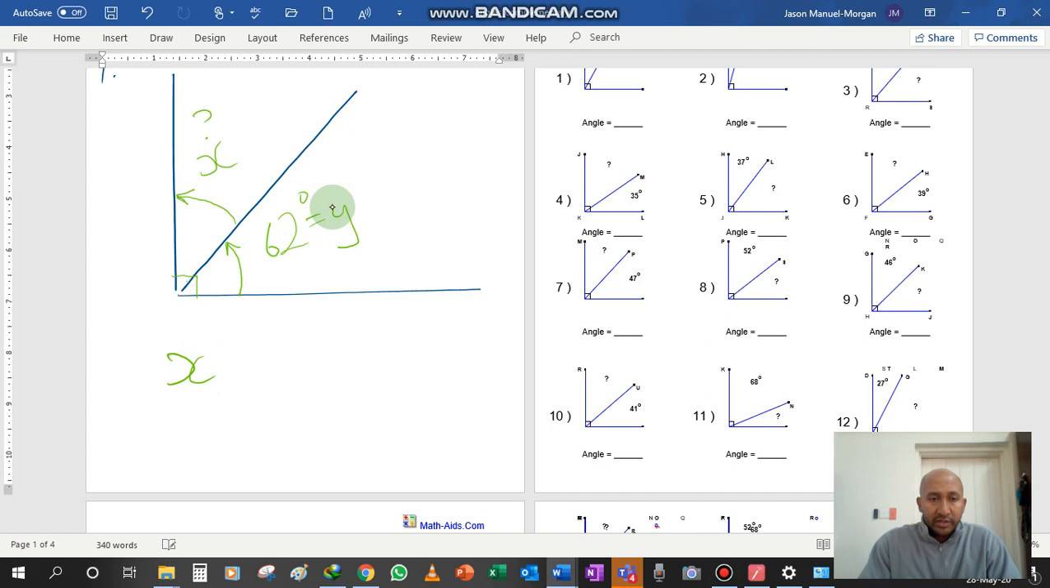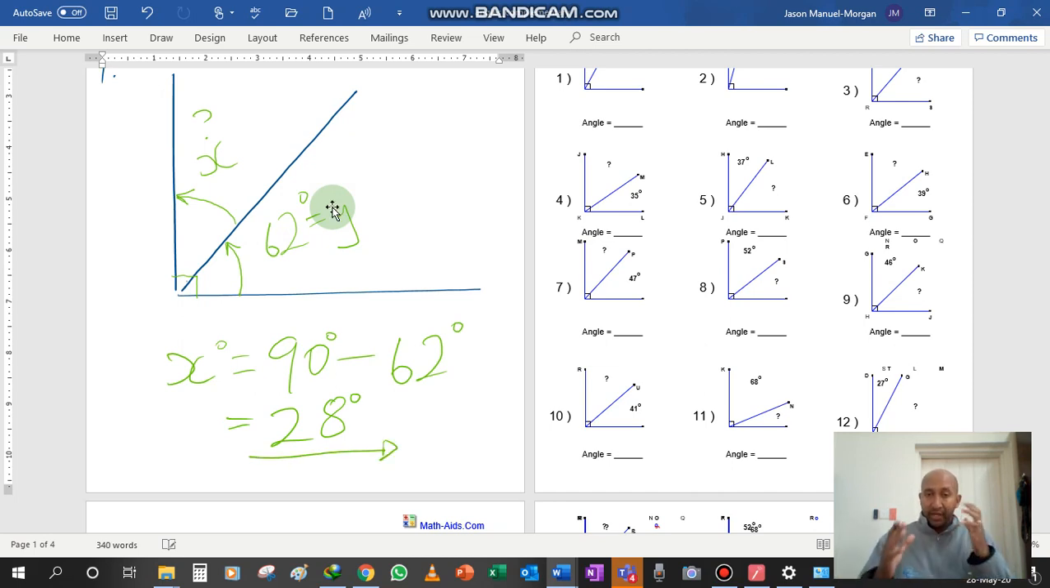Our value of X is going to be equal to 90 degrees. We know it's 90 degrees, we can see it's labeled there, minus 62 degrees, and that will be 28 degrees. That's it. It is a simple subtraction sum, and you've calculated an unknown angle.